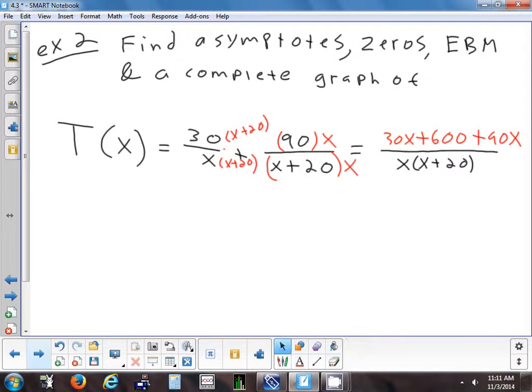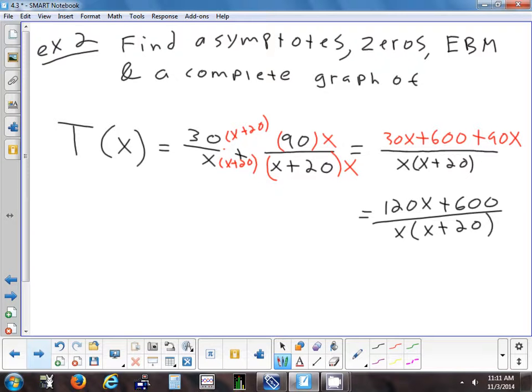And how about James? Anything else I can do now on the right-hand side? You can combine 30x and 90x. Yep, we can combine those, and what do you get? 120x. Good. So we combine like terms, you get 120x. You can leave the denominator factored. That's fine. All right, so we'll come back to using that to find probably the end behavior model. That'll come in handy for that, and also probably for the roots.